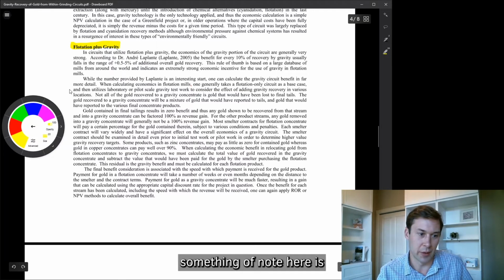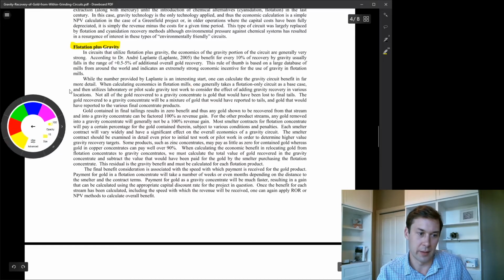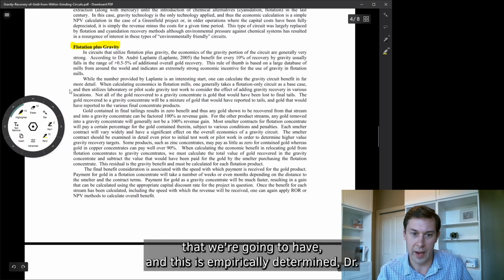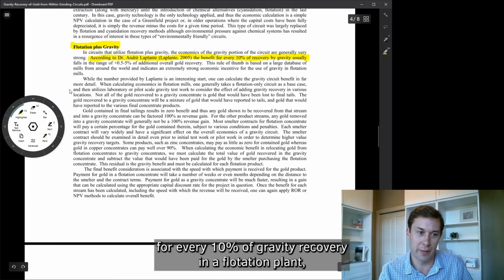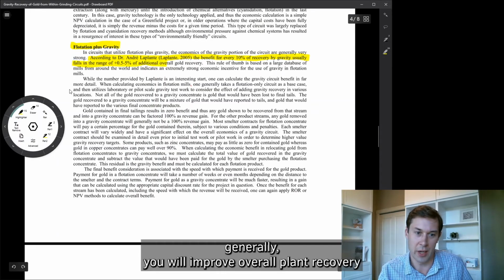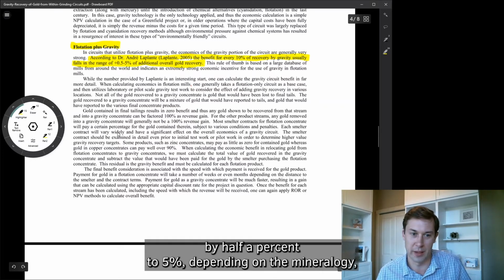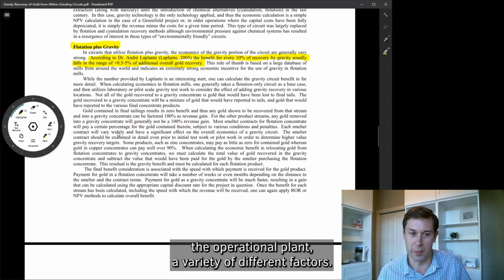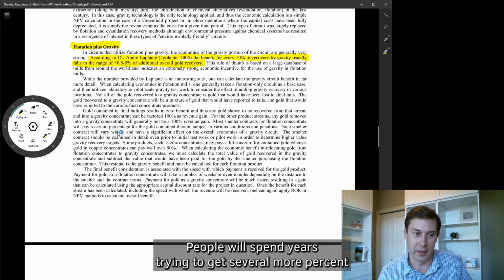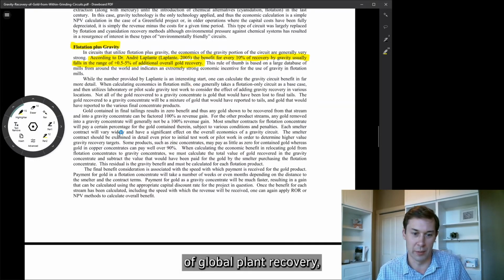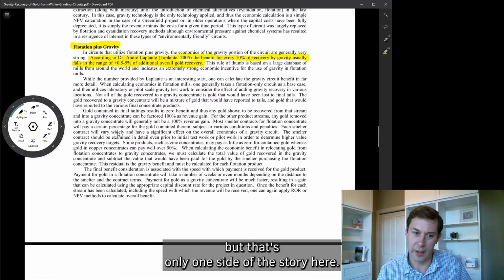And something of note here is that we're going to have, and this is empirically determined, Dr. Andre LaPlante, 2005, for every 10% of gravity recovery in a flotation plant, generally you will improve overall plant recovery by 0.5% to 5%, depending on the mineralogy, the operation of the plant, a variety of different factors. So that's certainly nothing to turn up your nose at. People will spend years trying to get several more percent of global plant recovery. But that's only one side of the story here.